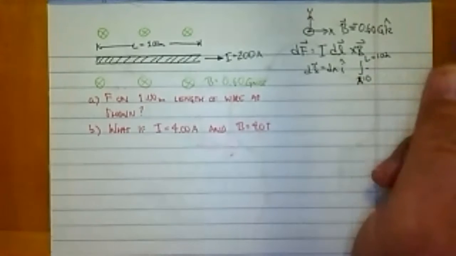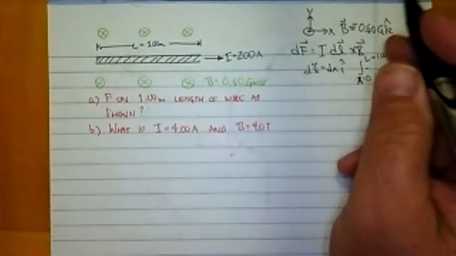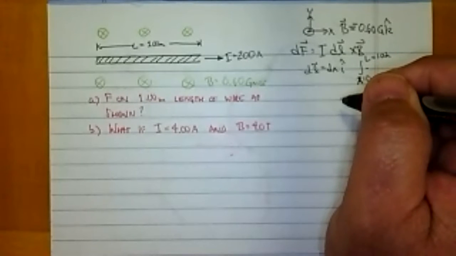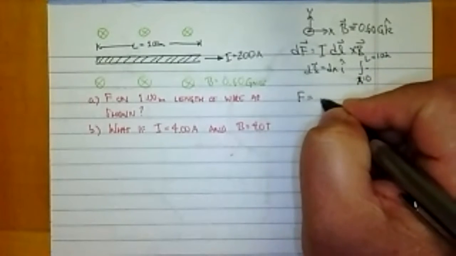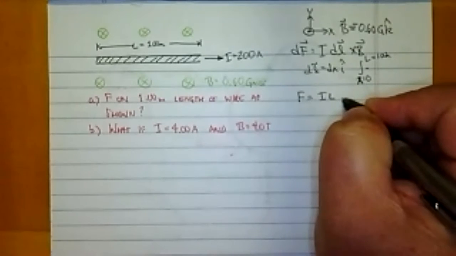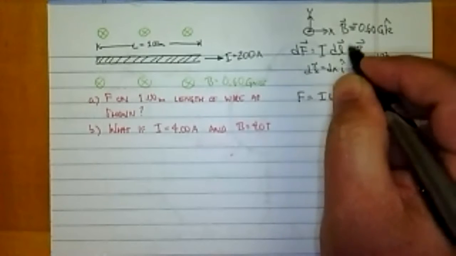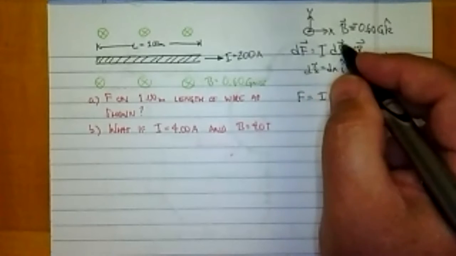But you see everything's a constant, so really the integral is just going to become dl, becoming basically a length L. So we end up getting F equals I times L crossed with B. Of course, you have to take into account how the DL is oriented with respect to B.